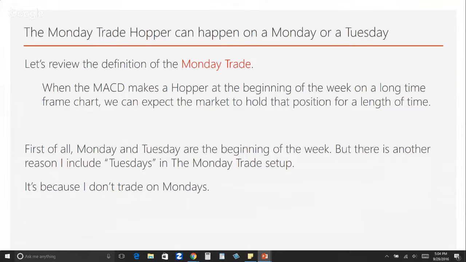So let's review the definition of the Monday trade. It's when the MACD makes a hopper at the beginning of the week on a long time frame chart, and we can expect the market to hold that position for a length of time. So first of all, Monday and Tuesday are the beginning of the week, but there's another reason I include Tuesdays in the Monday trade setup. It's because I normally don't trade on Mondays.